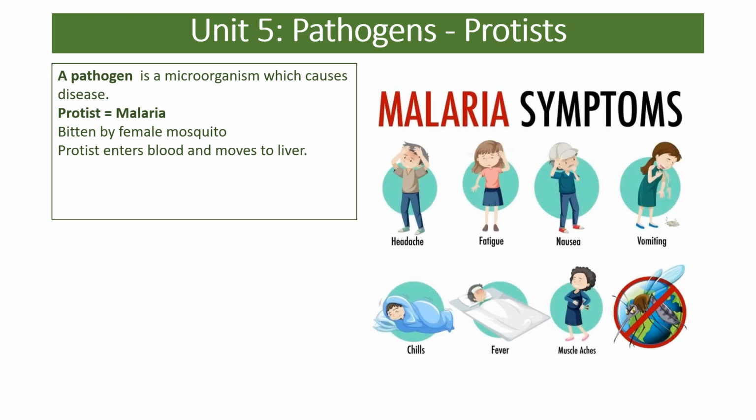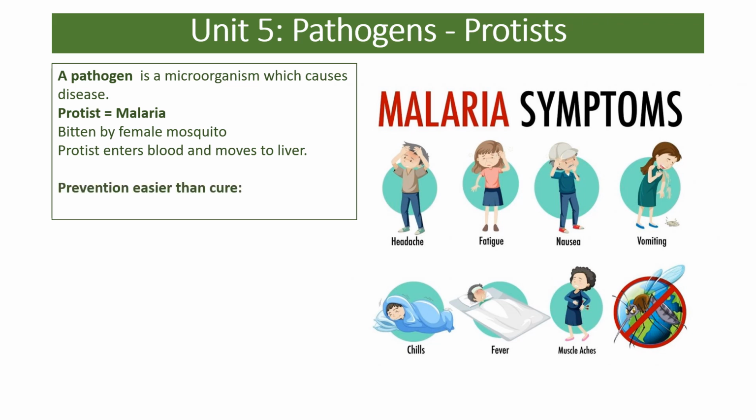What happens is the protist enters the blood when you're bitten by the mosquito, and it moves to your liver, and there it reproduces, and that can cause you all sorts of problems. It can be anything from headaches to fatigue to vomiting to chills to fever, and obviously a lot of people die annually from malaria.